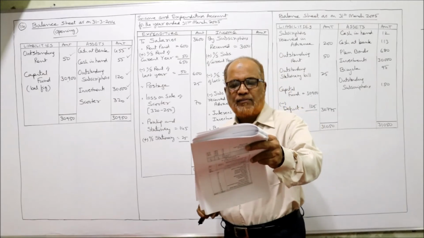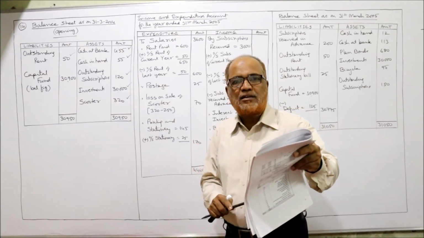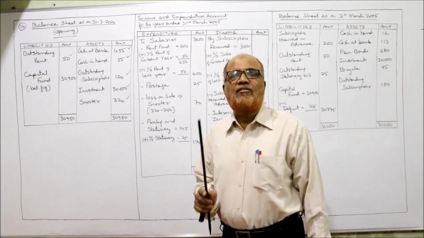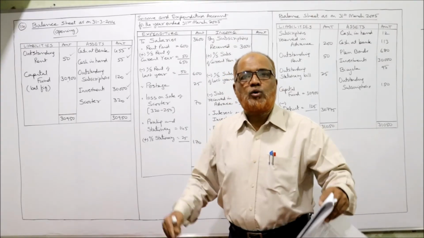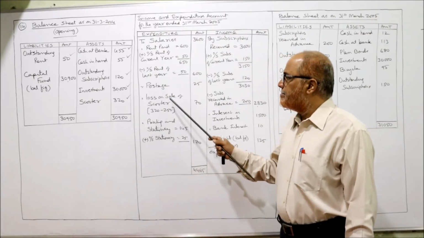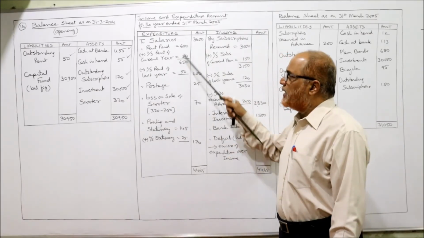Over. So we have taken loss on sale of scooter. Sale of scooter is given as 250 rupees on the receipt side, and in the adjustment it is given that the value of the scooter was 320. So a 320 scooter was sold for 250. There is a loss of 70 rupees, so we have taken it on the expenditure side.